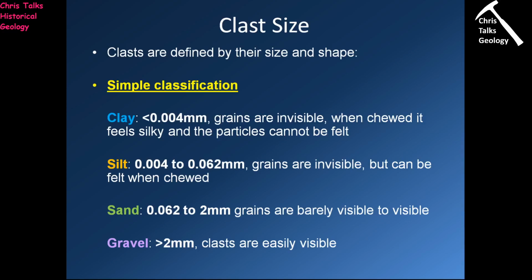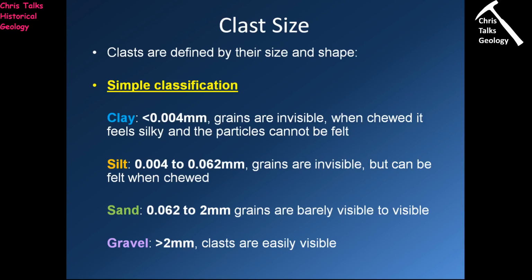Now you can tell it's a clay size clast because what you can do is you can actually flake off a little piece of the rock. You can chew that little flake and you'll produce a powder in your mouth, and when you rub that powder against the roof of your mouth, if it's a clay, it will produce a very kind of silky feel.